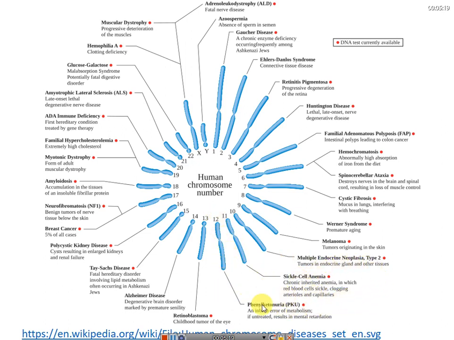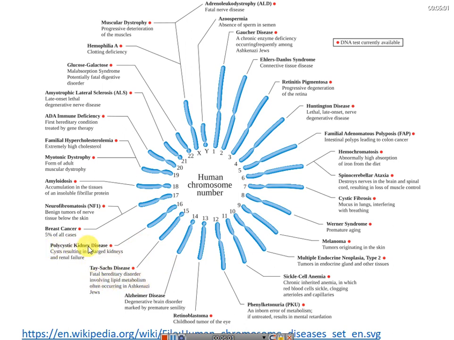And then phenylketonuria, which is a metabolic genetic disorder where an inborn error in metabolism occurs. If it remains untreated, it may result in mental retardation also. Then retinoblastoma is related to chromosome 13, which is a childhood tumor of the eye. Alzheimer disease is a degenerative brain disorder marked by premature senility, and here it is also a genetic disorder. Tay-Sachs disease, we all know, is a fatal hereditary disorder involving lipid metabolism.